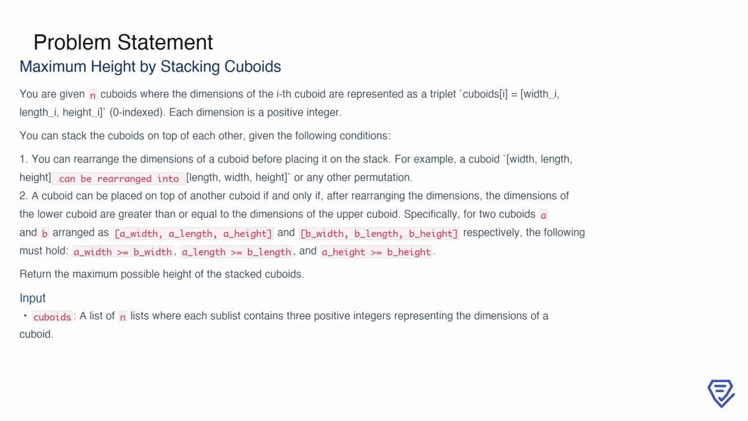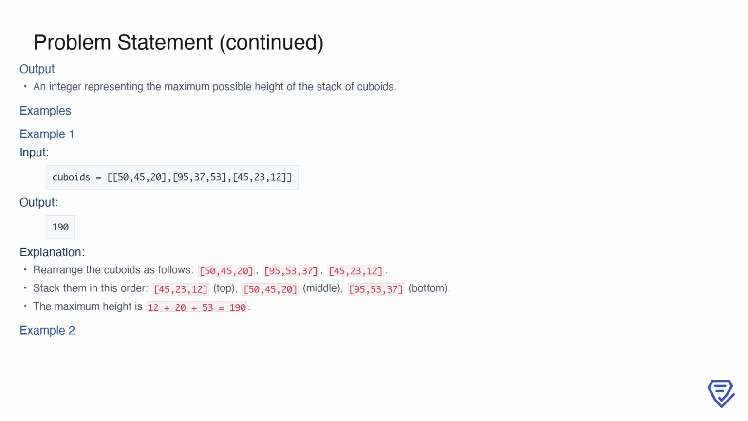of the three values. When stacking cuboids, there are specific rules to follow. A cuboid can only be placed on top of another cuboid if, after rearranging, the dimensions of the lower cuboid are greater than or equal to those of the upper cuboid in every aspect. This means the width, length, and height of the lower cuboid must be at least as large as those of the cuboid placed on top. The goal is to return the maximum possible height of the stacked cuboids under these rules. The output of the problem is a single integer, which represents the maximum height of the stack of cuboids.